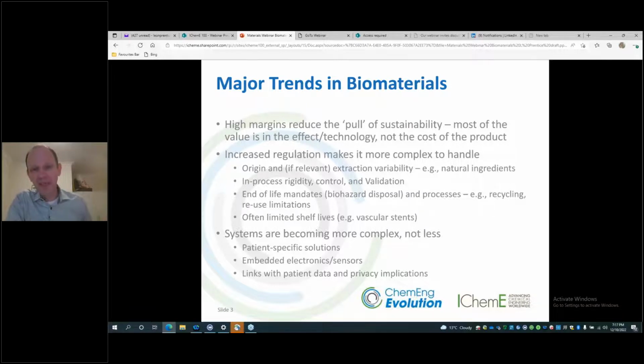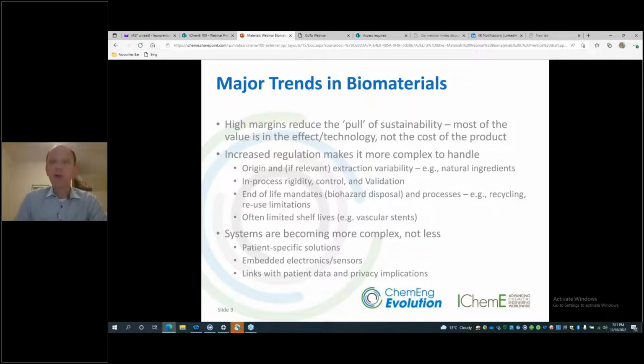The other tricky bit is often limited shelf lives. So those vascular stents I mentioned do have a shelf life, and I've worked with hospitals here in Australia where up to half of what they buy ends up going to waste without actually going into a patient, right? Because it's either past shelf life or they show up to surgery and open a packet and it's a different one from what they intended to use, so that goes to waste. So it's complex because it's all regulated.